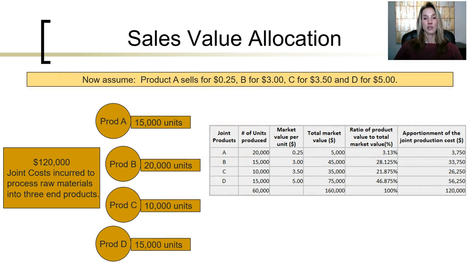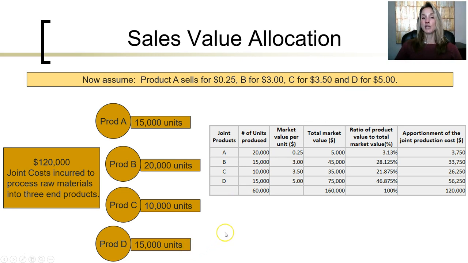The other method to allocate joint cost is very similar, but instead of using the total physical units produced, we look at and use the total sales value of what is produced. So recall we have $120,000 of joint costs that need to be allocated to the four products that were produced. This is the number of units produced of each product. We know that we can sell each of these units of product A for 25 cents a piece. Product B can be sold for $3 a piece. Product C for $3.50 a piece. And product D for $5 a piece.